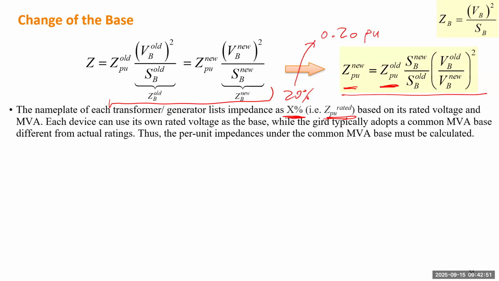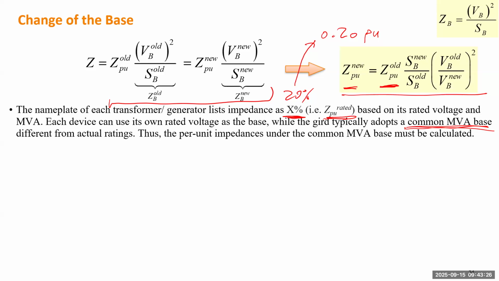Okay, but that nameplate is based on the assumption that only the rated voltage and rated power are used as the base value. But when you connect such devices into a network, a system sometimes prefers a single common power base. Yeah, that's very convenient. And that common base can be bigger than the capacity of some equipment or smaller than other equipment. But it doesn't matter, and it will be more convenient for the calculation.